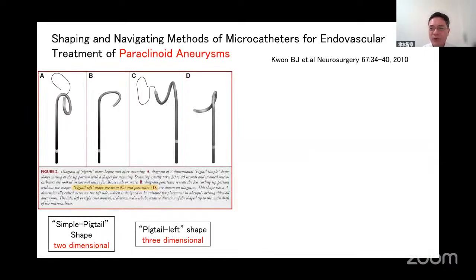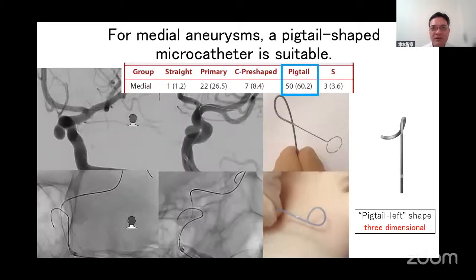Next, we will explain how to shape the microcatheter, especially for paraclinoid aneurysm. Pigtail shape is suitable for a medially projecting aneurysm. If the aneurysm is projecting three-dimensionally, the microcatheter also needs to be formed into a three-dimensional pigtail shape. This is a case of a medially projecting paraclinoid aneurysm. In this case, we shaped the microcatheter into a three-dimensional pigtail catheter.